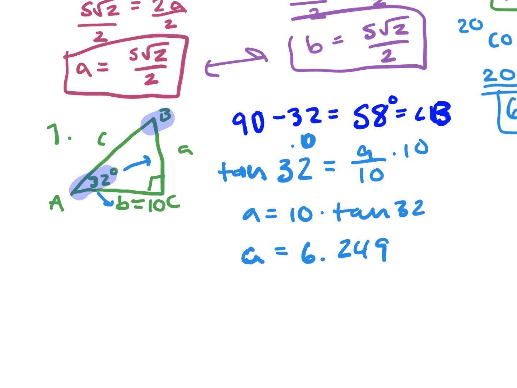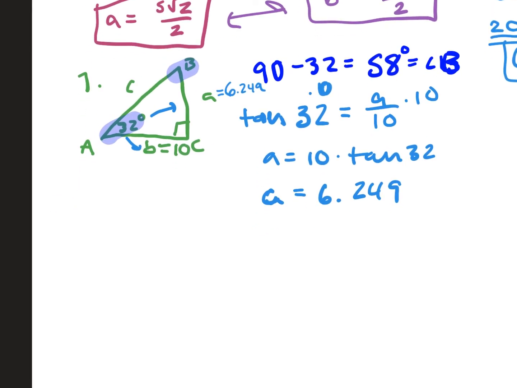One way we can solve for C is using one of our trig functions. So we can use A as 6.249, and we can say the sine of 32 is equal to A over C, opposite over hypotenuse. Another way, which we haven't done, so I wanted to do this example to show you, is we can use the Pythagorean Theorem.